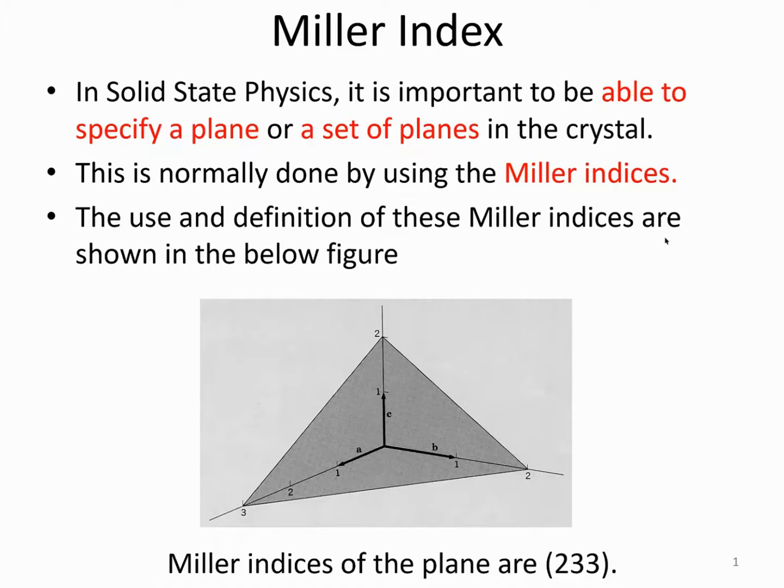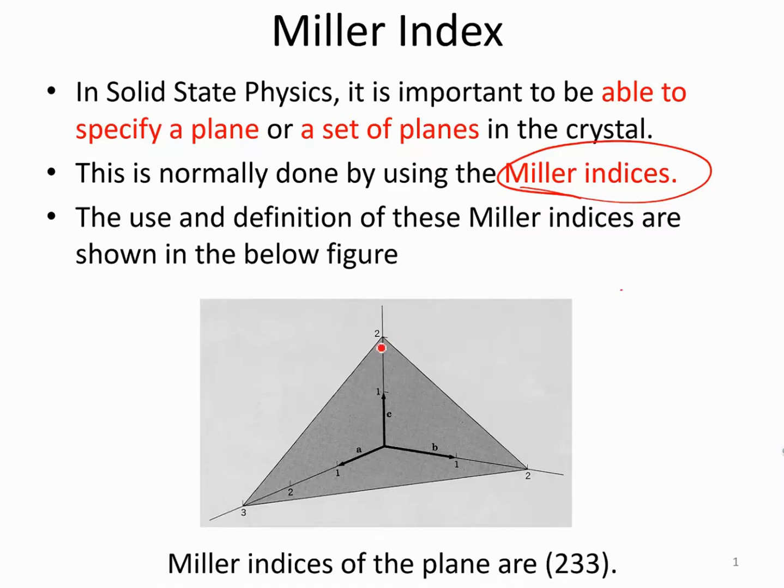All right. So in solid state physics, it's important to be able to specify a plane or a set of planes in the crystal. This is normally done by using the Miller indices. These Miller indices have their own rule to write down the plane. Let's say I want to specify this plane. How do I identify this plane, and how do I write the index for this plane? The use and definition of these Miller indices are shown in the figure below.